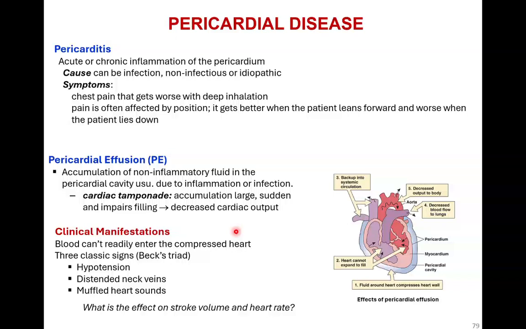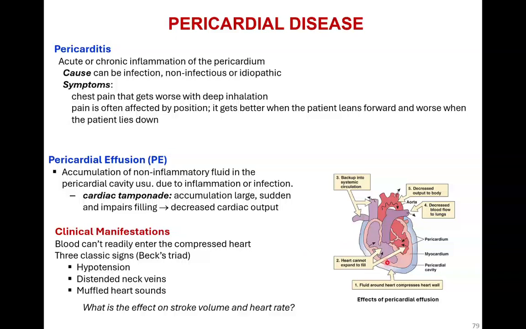I've put this in here to help you appreciate what's going on. So we've got a higher than normal volume of fluid around the heart, and that is going to compress the heart, because remember, the pericardium is this fibrous sac and it doesn't have much give to it. It doesn't have a lot of elastic tissue, and so it's going to compress the heart. What does that mean? It means that the heart cannot relax as much as it normally would when it's filling, and so it can't expand properly to fill.